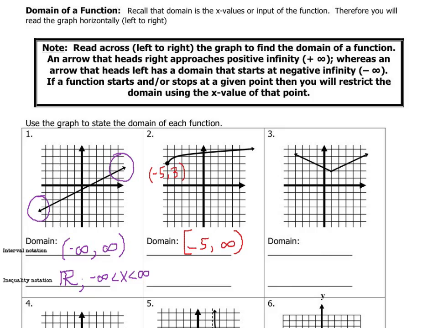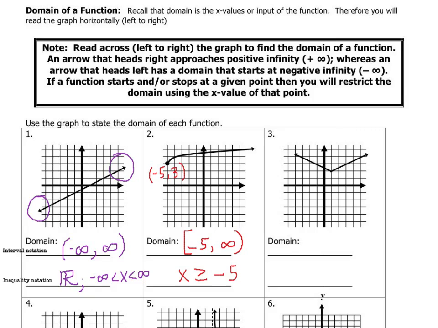All right, so if we want to write inequality notation of this domain, we would say x is greater than or equal to, because we have that closed point at -5. So x is greater than or equal to -5.